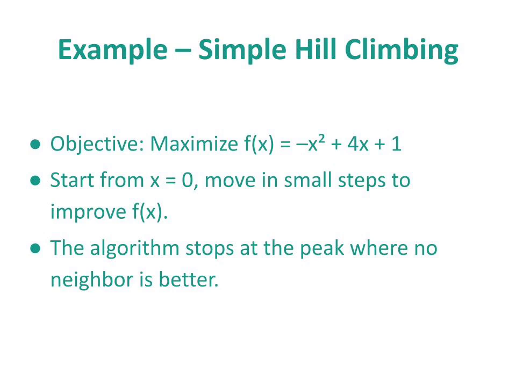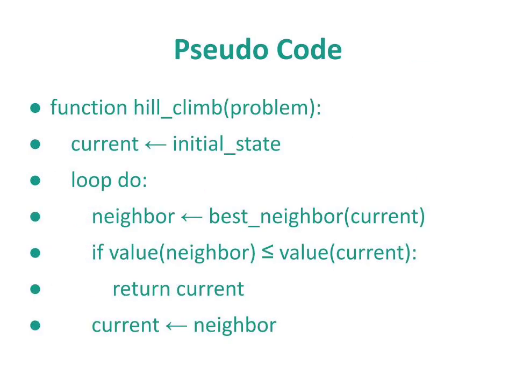That's our peak. Pseudocode. The pseudocode shows the general structure. Start from the initial state. Choose the better neighbor. If it's better, move there. Otherwise, stop. You have reached the top. The top might not always be a global maximum, but often a local maximum.